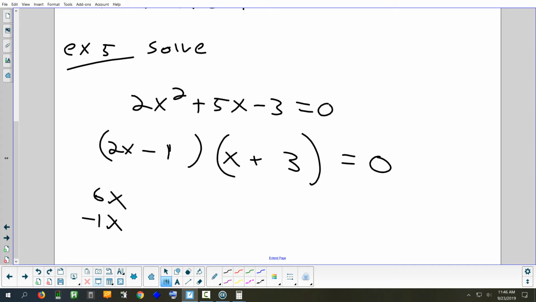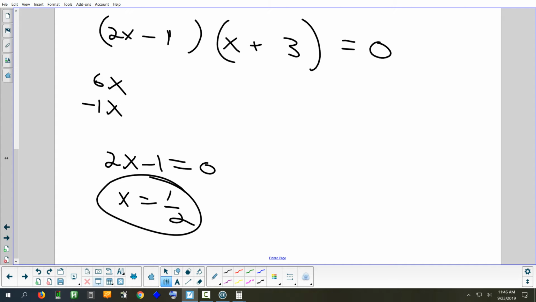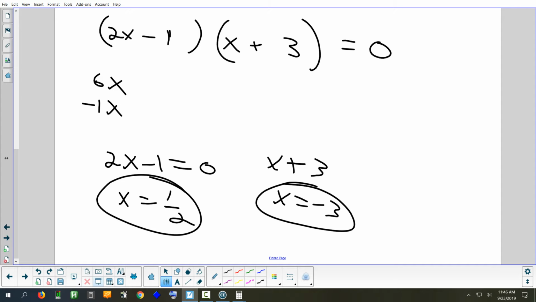Okay, so that's the hard part. Now what do I do? Yeah. If you're going to multiply 2 things together and get 0, that means either this equals 0, which means this, or this equals 0. So this is a parabola that if you drew it, it would cross the x-axis. Okay. Any questions on that?